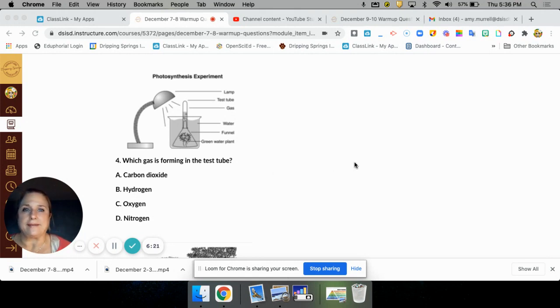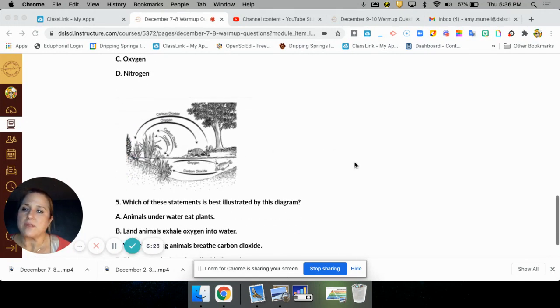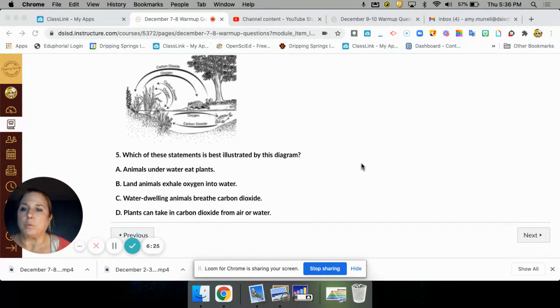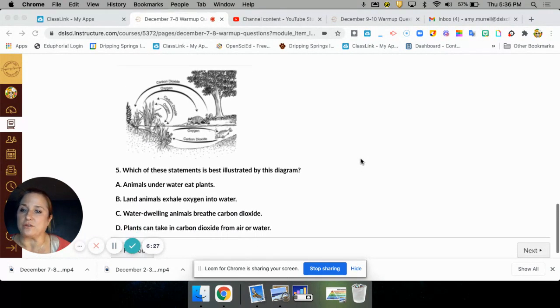And then finally, number 5. Which of these statements is best illustrated by this diagram? So you have a tree and some water plants and a fish and a raccoon and a squirrel. And it tells you that the squirrel gives off carbon dioxide and the fish gives off carbon dioxide and takes in oxygen. The raccoon takes in oxygen.